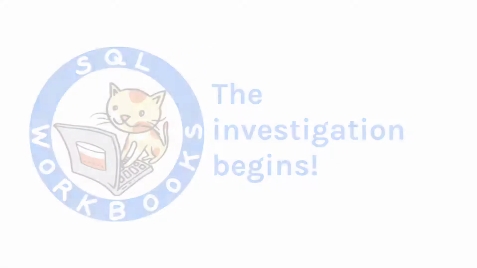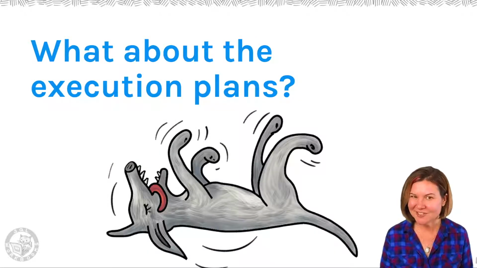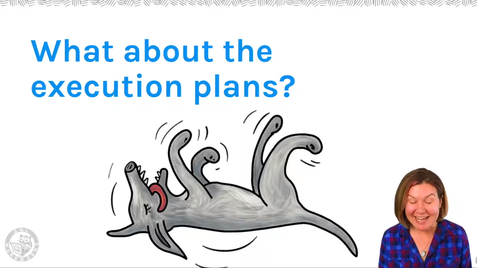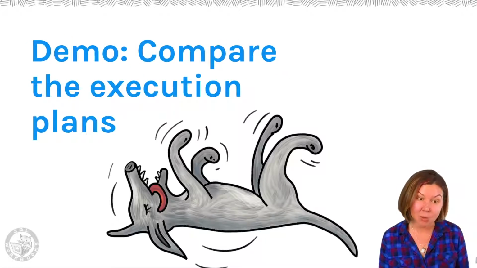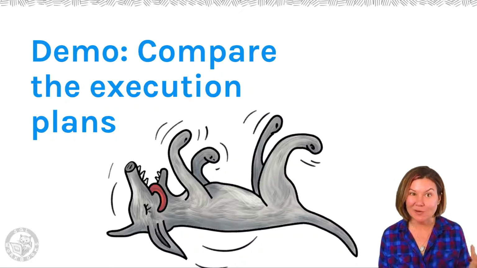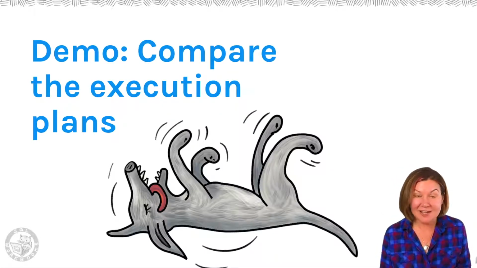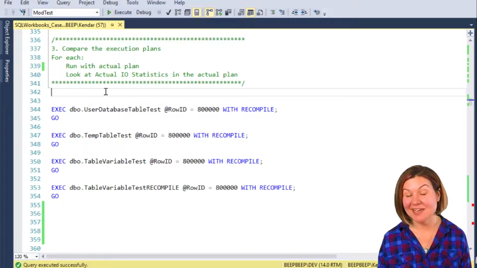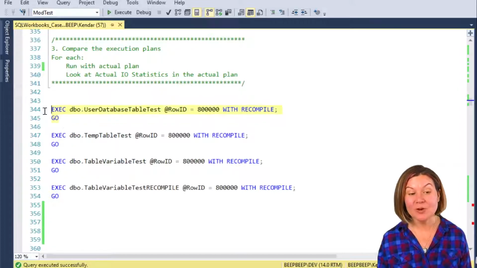When it comes to performance tuning, one of my questions is always, well, what can I learn from the execution plans from this query? Let's take a look now at what plans we're getting when this is slow and when it's fast, and what we can learn from them. We're going to first dig into the execution plan for the query using the user database table.